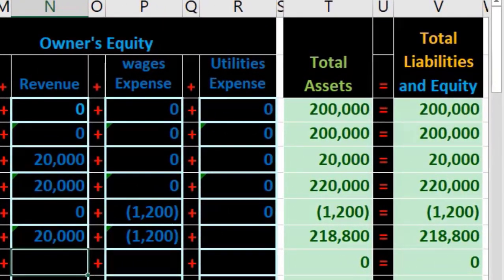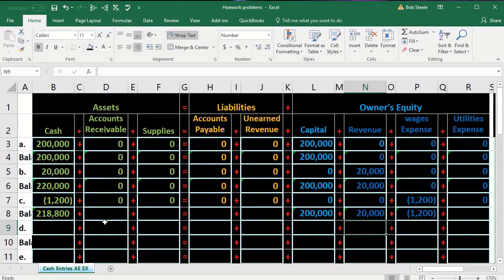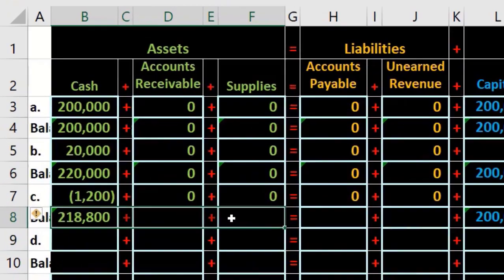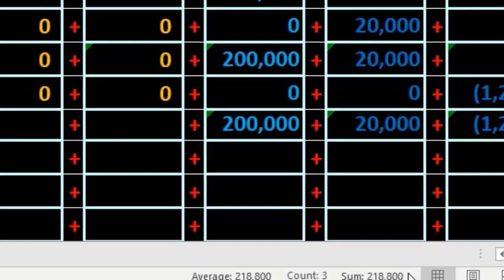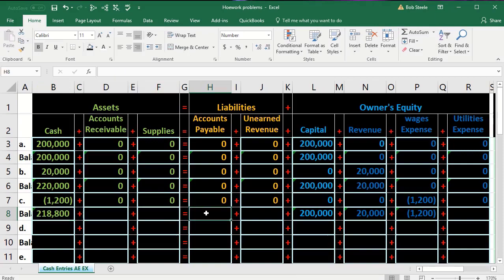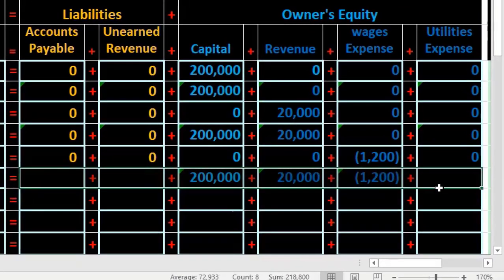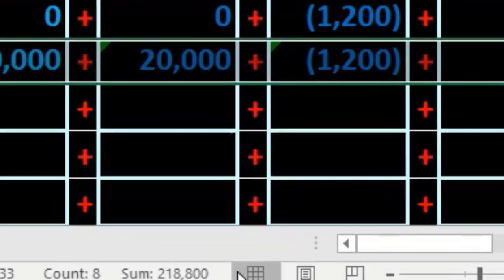So we're back in balance, and we can double check that this way. We can say all these, just highlight them, and Excel will calculate it down here as 218,800, and then we can highlight all of these on the other side of the equal sign, and we see that we have 218,800.